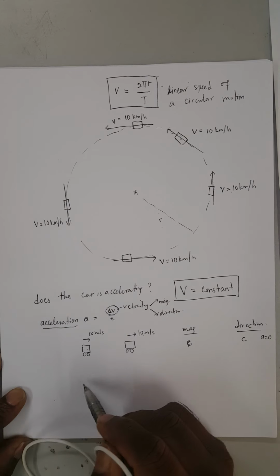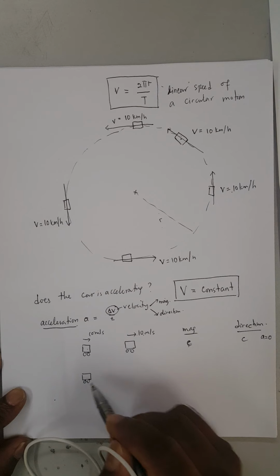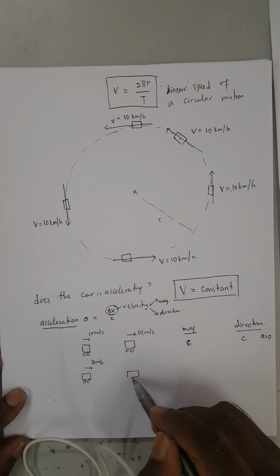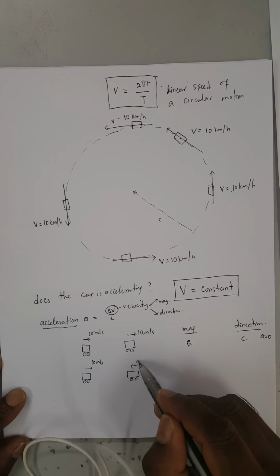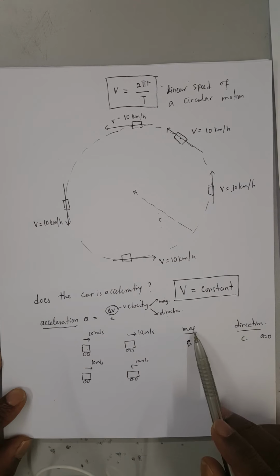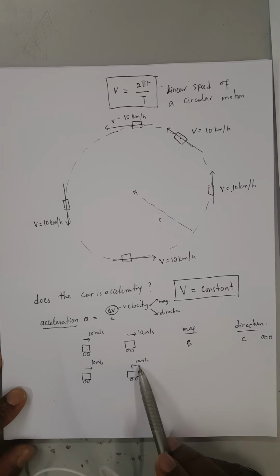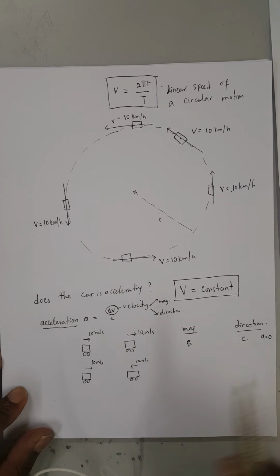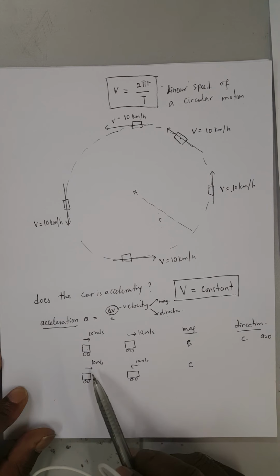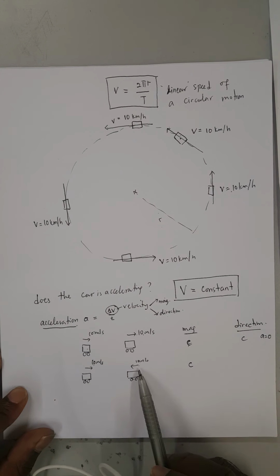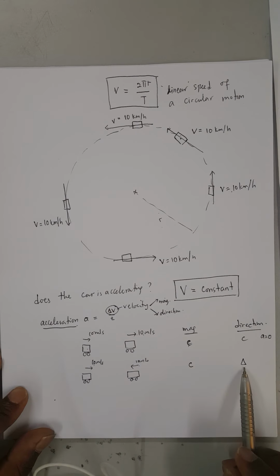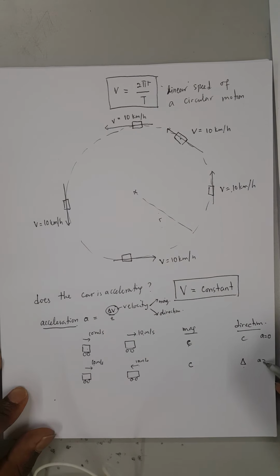In the second case, this is moving at 10 meters per second, then after that it makes a U-turn, and then it's moving backward at 10 meters per second as well. In this case, is there any change in magnitude? Initially it's 10, and after you change direction it's also 10, so the magnitude is constant. But how about the direction? The initial direction is to the right, and after that it is to the left, so there is a change. When one of these changes, the acceleration is not equal to 0.